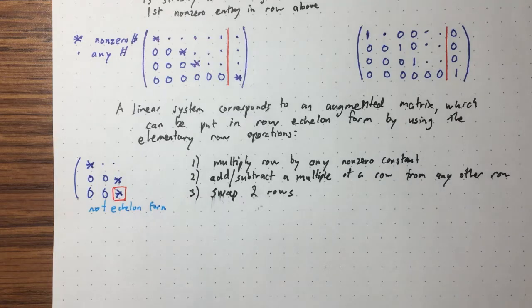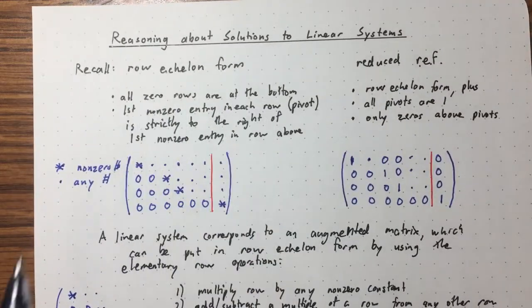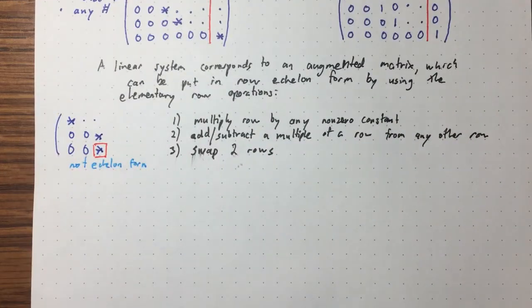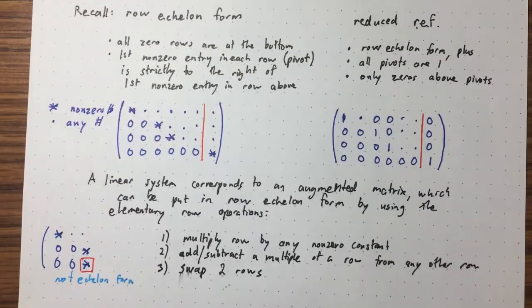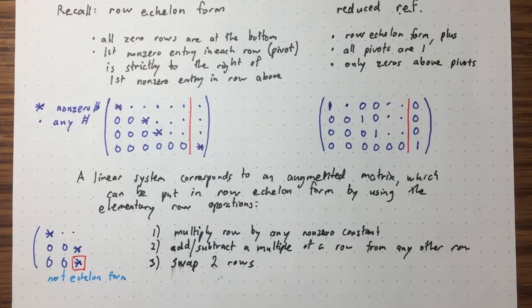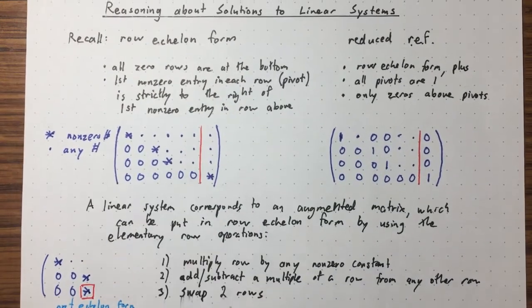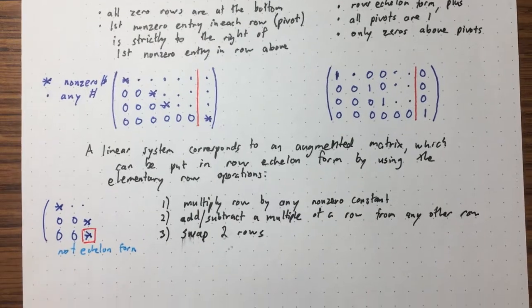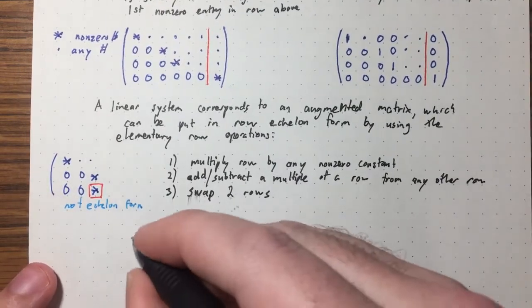But I said this is one of the most important ideas of the class. So why is it so important? Well, we can use row echelon form to deduce a lot of things about the solutions to the system of equations corresponding to the augmented matrix. So let's recall that really quickly.